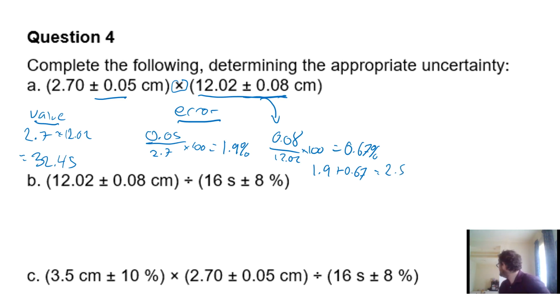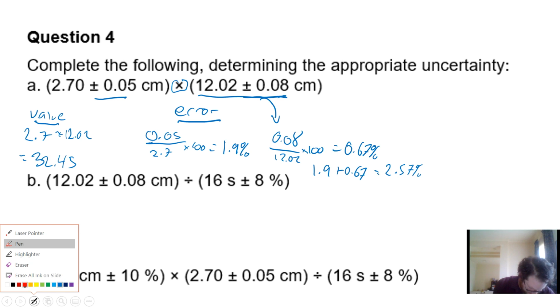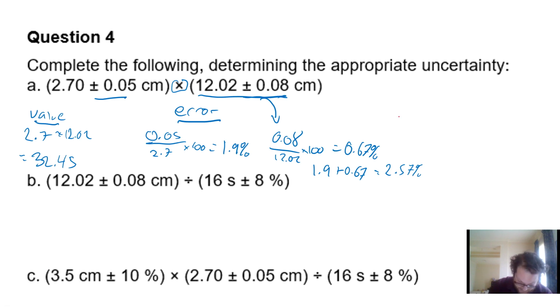Sorry. 2.57%. So that means our final value, let's change this to red just to make sure that we've got it, is going to be equal to 32.45 plus or minus 2.57%. Now grab the units, centimeters.